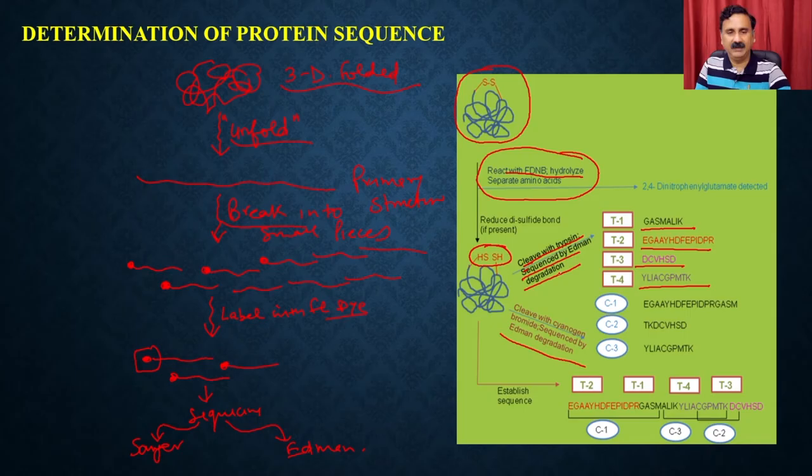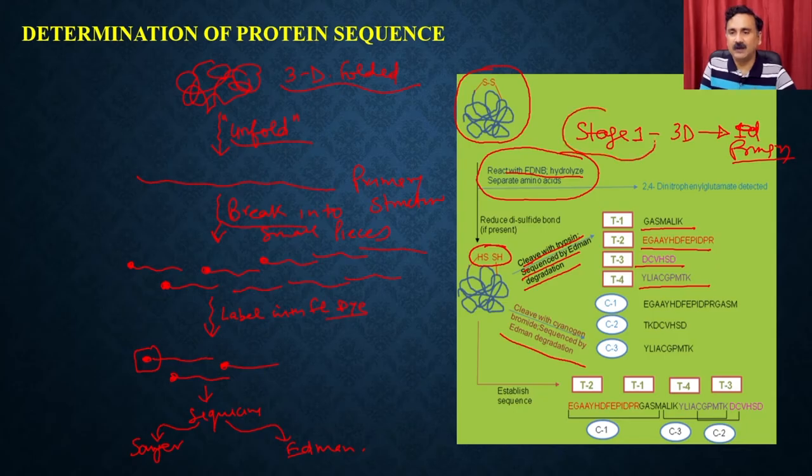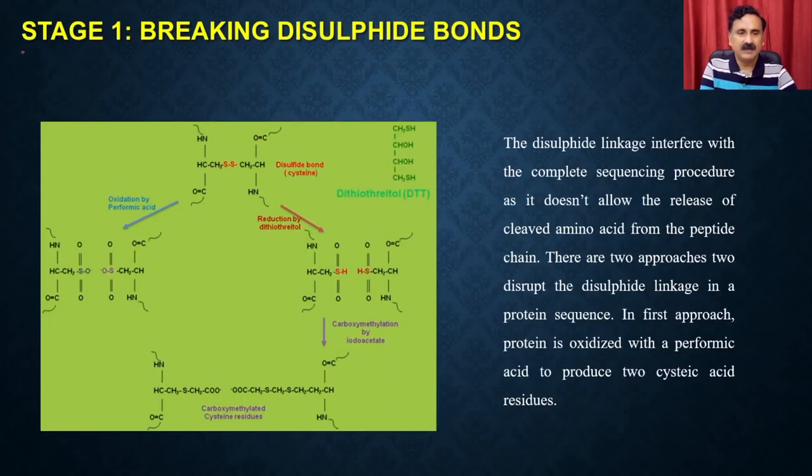So let's understand. In stage one, you are going to convert the 3D conformations into the 1D or primary structure. You achieve that by first breaking the disulfide linkages. So stage one is the breaking of the disulfide bonds.